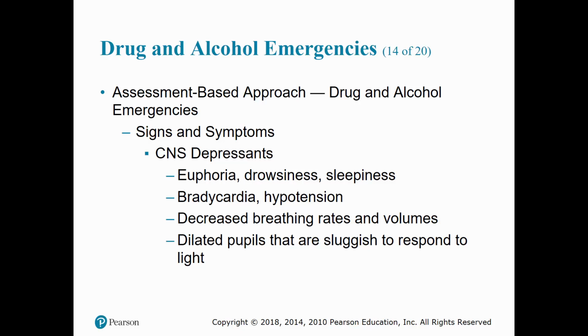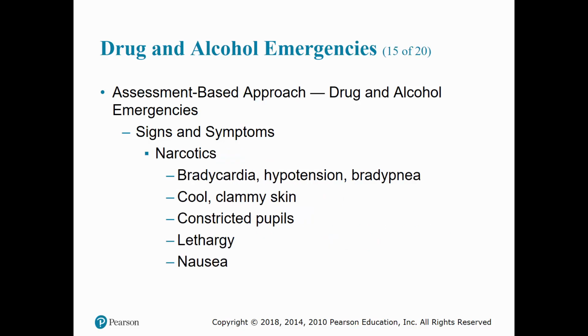With depressants, they may feel drowsy and euphoric. They may have bradycardia, bradypnea, and even dilated pupils that are sluggish to respond to light. With narcotics, they'll also have that bradycardia and hypotension. They'll have constricted pinpoint pupils. They'll be nauseated and lethargic, as well as with cool, clammy skin, because of the vasodilation that the narcotics would cause.